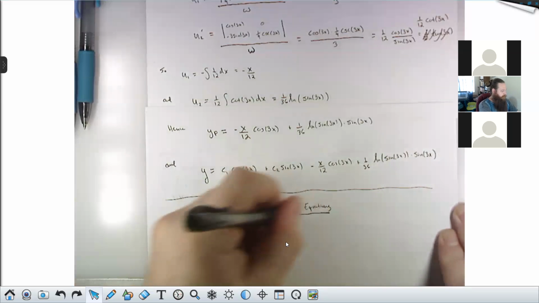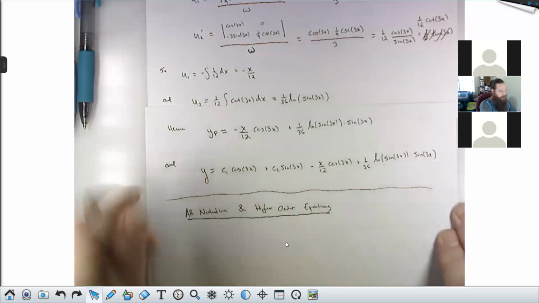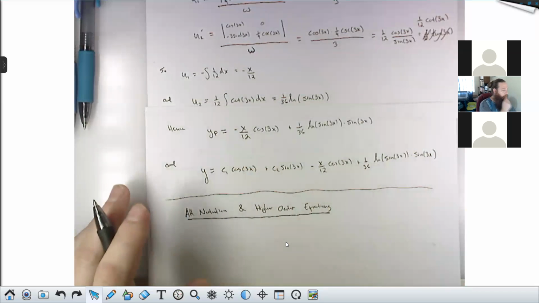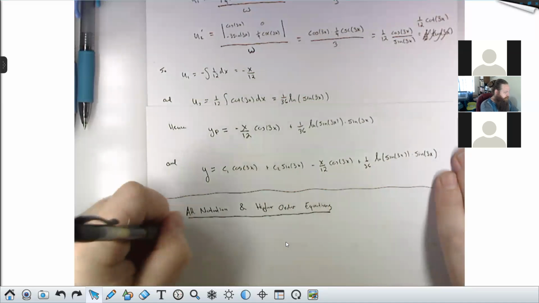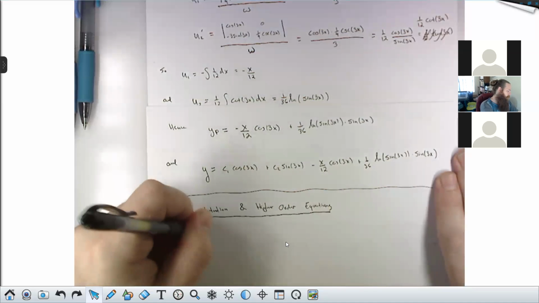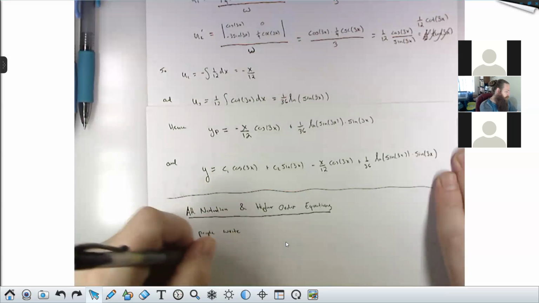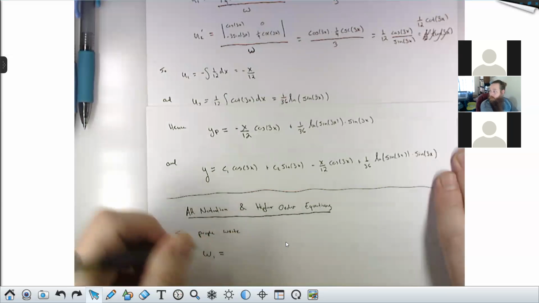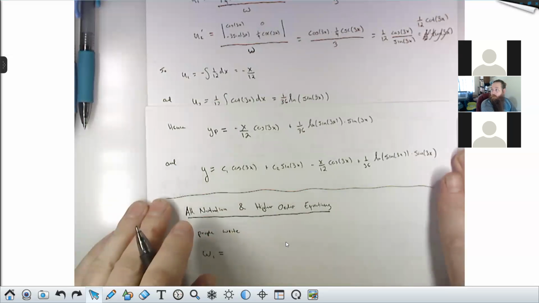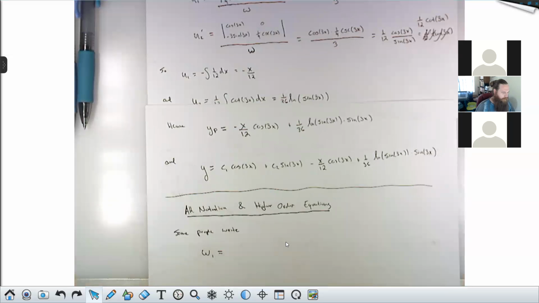Alternate notation and higher order equations. Some people choose to write. I'm serious. So good. Sorry, found out our class, please.